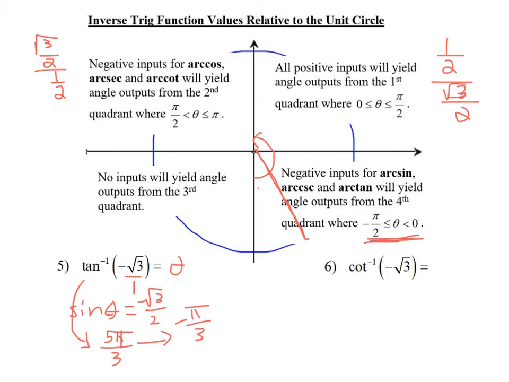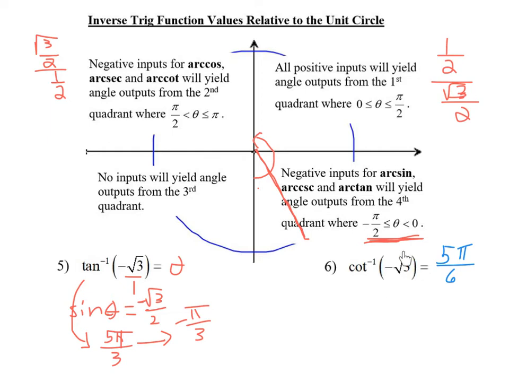Okay, why don't you give number 6 a try, the inverse cotangent. So I'm throwing a cotangent at you. Pause the video and see if you can get this answer. Great job if you said 5 pi over 6.